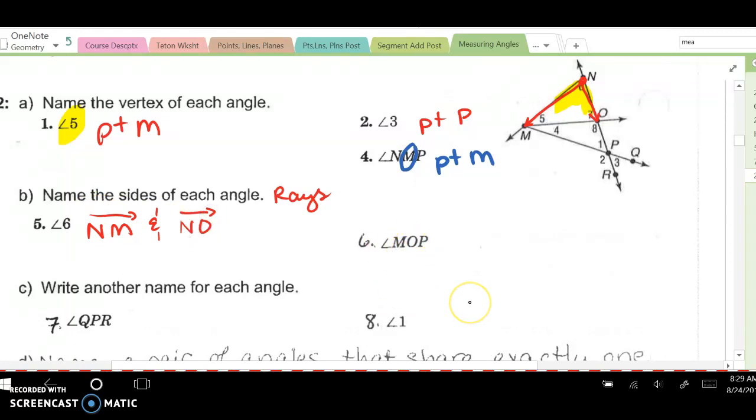Why don't you try number 6? Pause the video, try it yourself.